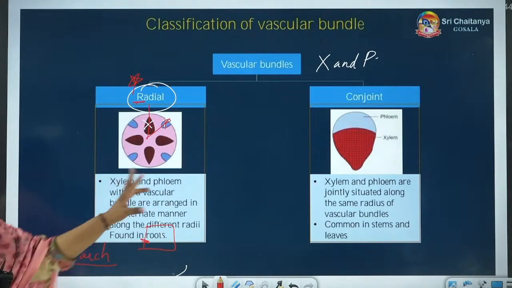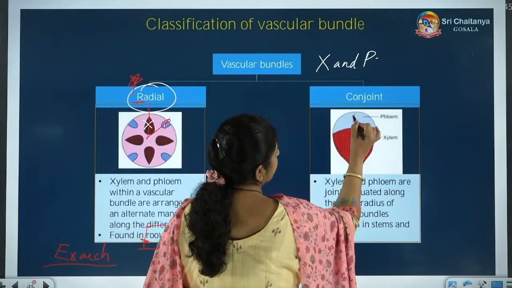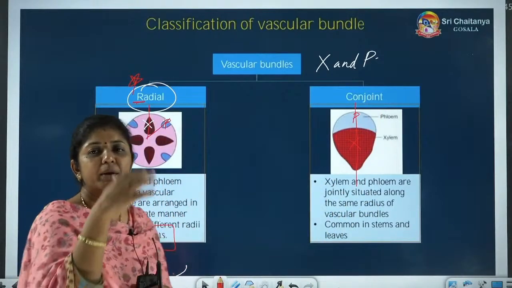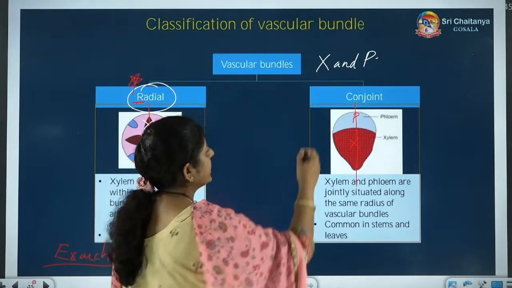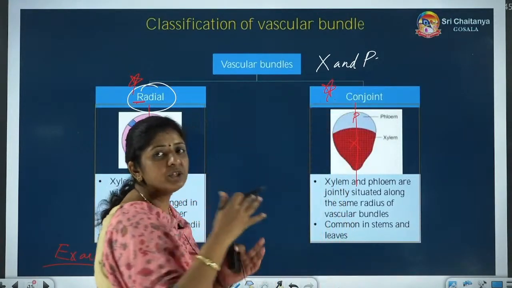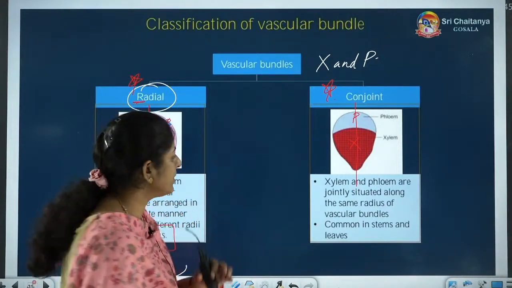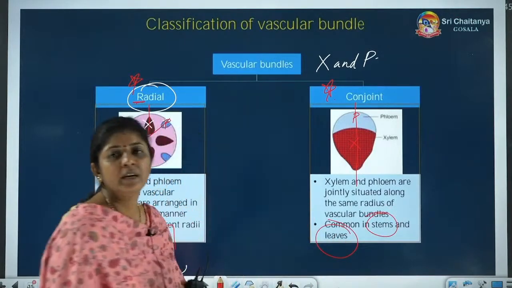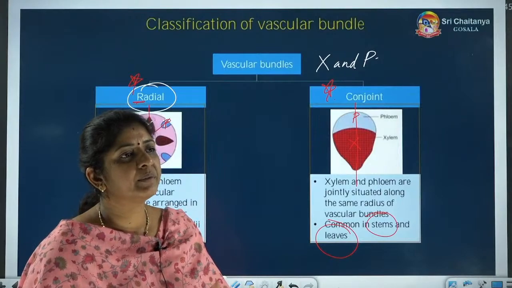condition. Now coming to this point, they can even be arranging phloem and xylem in the same radius. If phloem and xylem are on the same radius, such arrangement you call a conjoint. Co means together, joined together in one radius. Are you getting? This is a feature of what? That is of stems and the leaves. Stems and the leaves. Are you getting that?